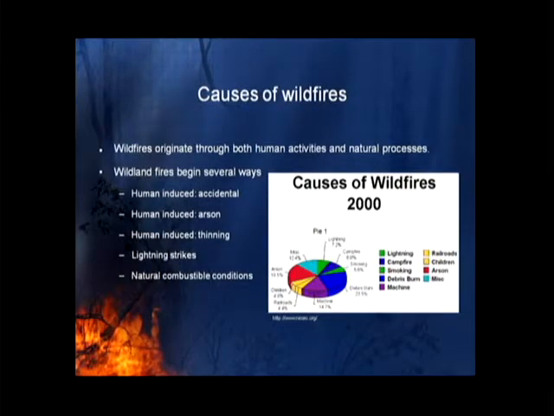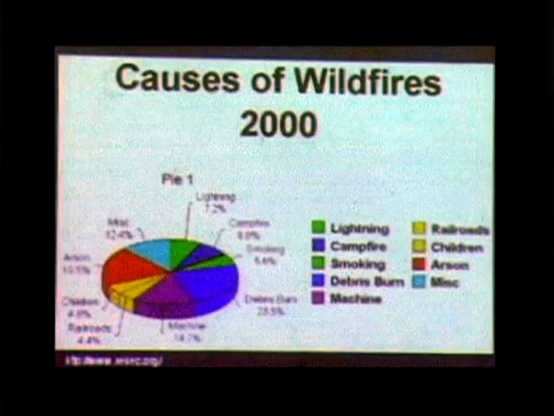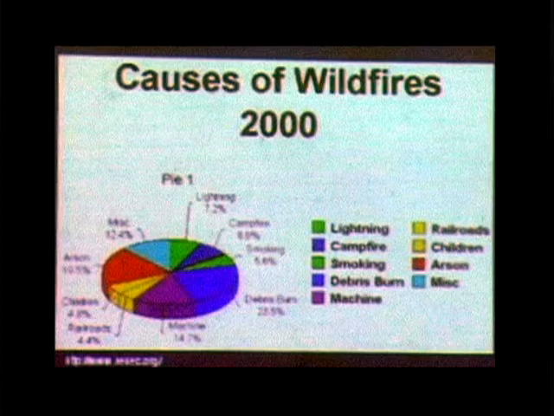Okay, what are the causes of wildfires? Well, wildfires originate through human activities and natural processes. Wildfires are a natural process. They need to happen. We'll go over that in a minute. But here's a sort of a graph. I think this was done in the Northwest. Each region has its own different set of needs, but this is pretty much how it occurs.